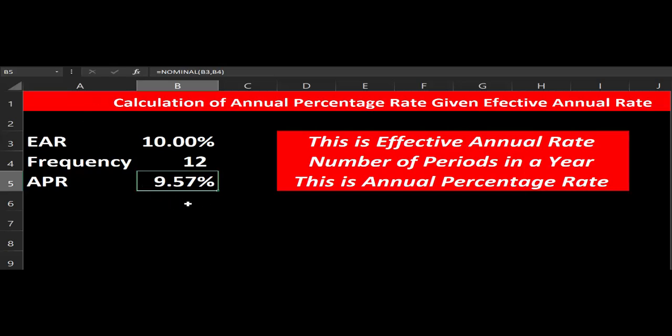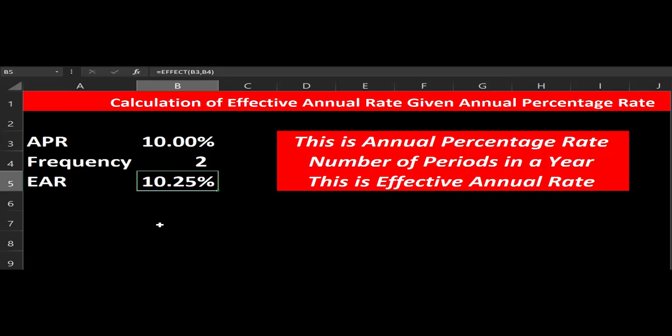But the important thing is when you're comparing loans with different APRs, but also different compounding frequency, you need to compare them based on the effective annual rate, not on APR. Just because the APR of a loan is lower does not mean that that loan is better.